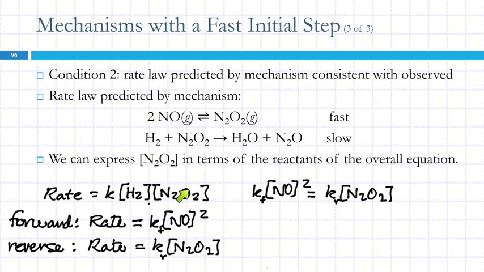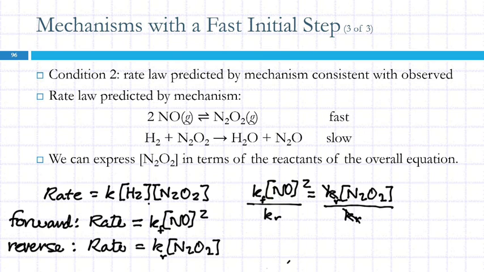We are looking for an expression to replace the concentration of N2O2, which we can't know. So here we've set up an equation, and this has the concentration of N2O2 in it. If we rearrange this equation, I'm going to divide this side by Kr, and this side by Kr. So these guys cancel out. The concentration of N2O2 is equal to some constant divided by some other constant times the NO concentration squared.